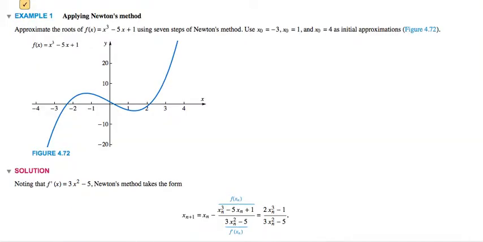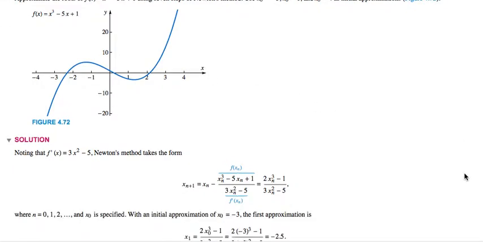Here example 1 asks us to apply Newton's method to a given polynomial function. So we want to approximate the roots of x to the third minus 5x plus 1 using 7 steps of Newton's method. We're going to use -3, 1, and 4 as our initial approximations. So here you can see -3 is pretty far off from our root. We might actually want to start with a point closer to this value, but -3 is not too bad. Same with 1 and even 4.